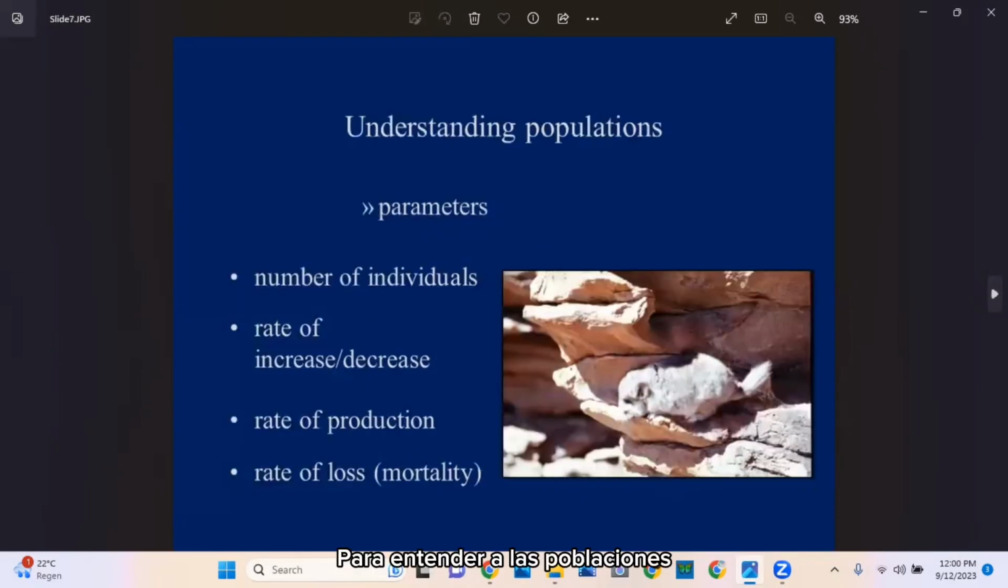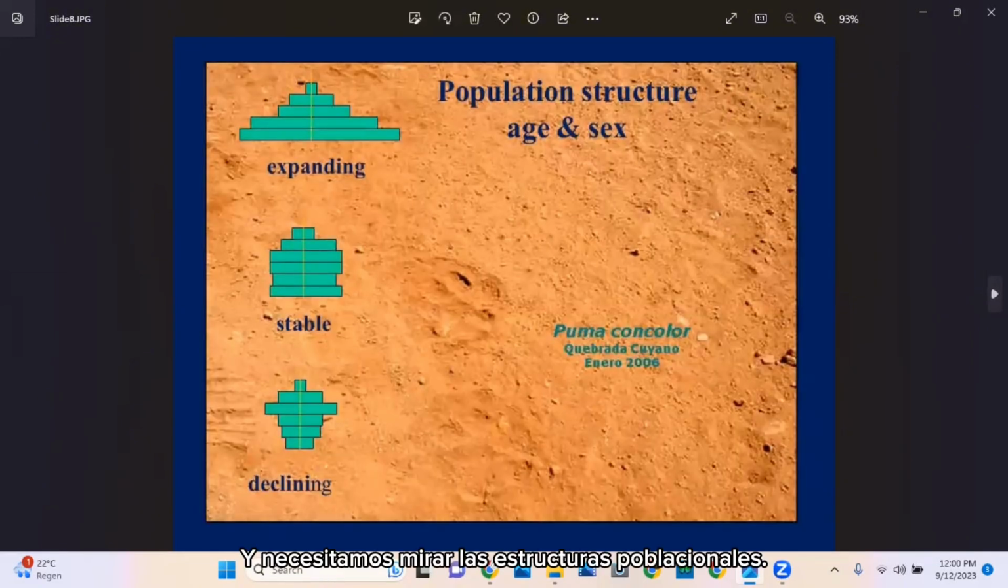So to understand populations, we need to look at the parameters in populations, and that's the number of individuals. How many individuals are living in that area, in that population? Their rate of increase or decrease, their rate of reproduction, and the rate of loss or mortality. And we need to look at population structures. This is age and sex.